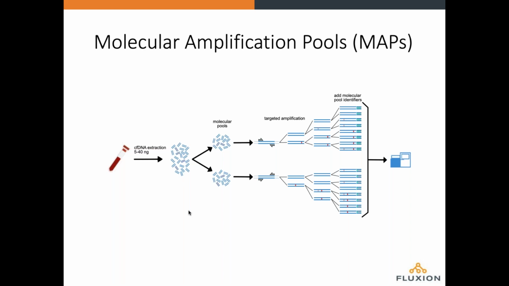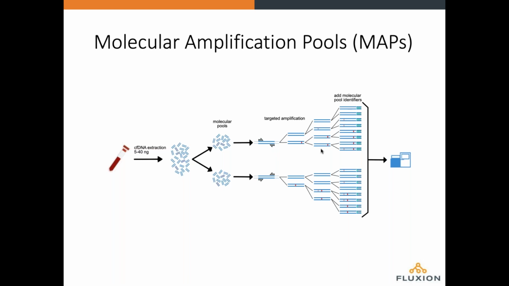So the next step that we took was to come up with this concept of molecular amplification pools. Essentially, the idea here is that instead of tagging each molecule at the onset, you divide the starting sample into two or more sets. This is just physical division, two different tubes at this point, and then you amplify each tube separately. The power of this approach is that any random errors that appear in one molecular pool are very unlikely to also appear in the second molecular pool.